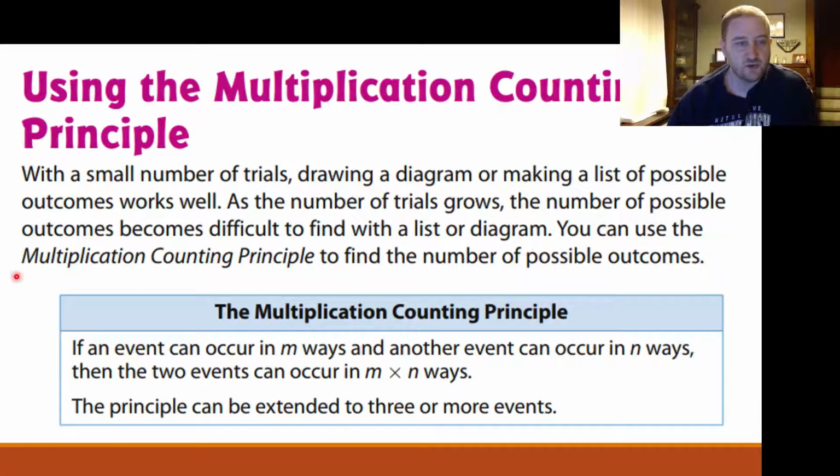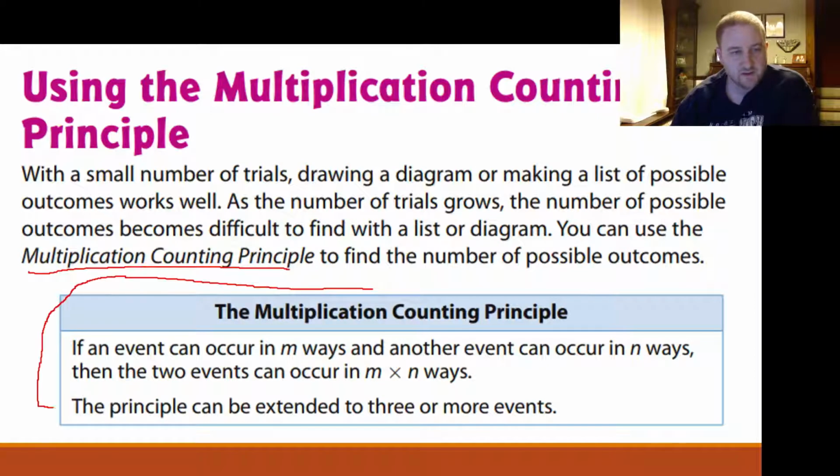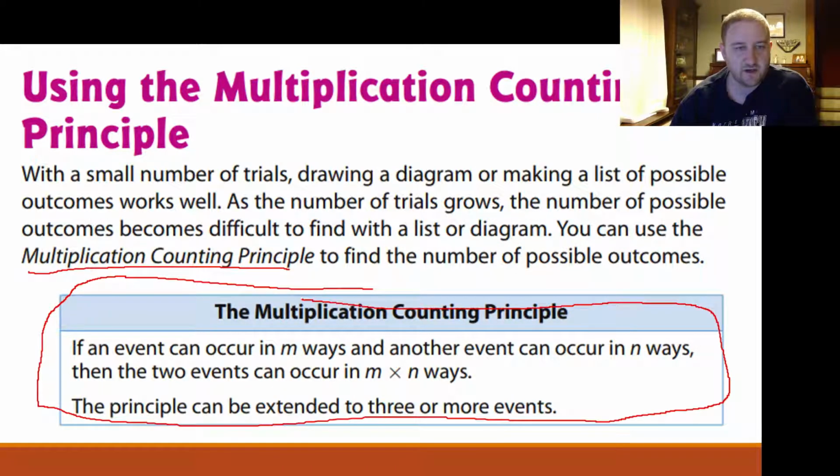You can use what's called the multiplication counting principle to find the number of possible outcomes. Now, what the multiplication counting principle says is, if an event can occur in m ways and another event can occur in n ways, then the two events combined can occur in m times n ways. Now that might seem confusing.